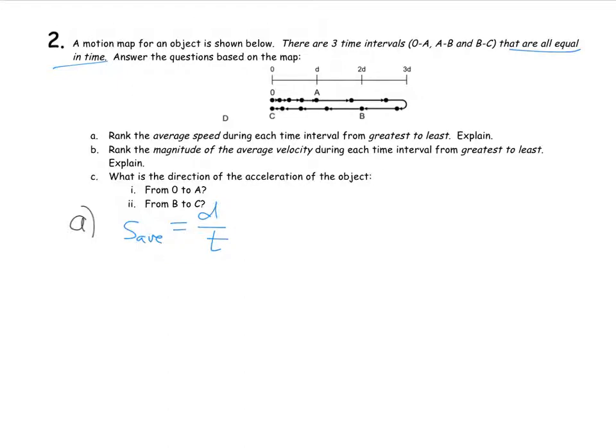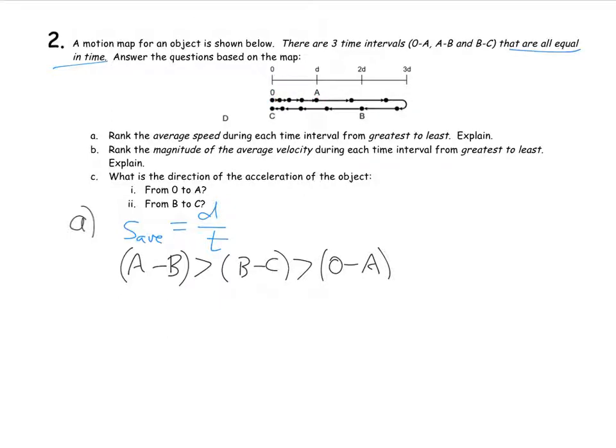So looking at this, I see from 0 to A, I travel a distance of d. From A to B, I go 1d, 2d, 3d. And from B back to C, I go 1d, 2d. So if I'm going to go ahead and rank these here, the greatest average speed is going to be from A to B, because I travel a distance of 3d there. And that's going to be greater than my average speed from B to C, where I travel a distance of 2d, but that's going to be greater than my average speed from 0 to A, where I only travel a distance of d.